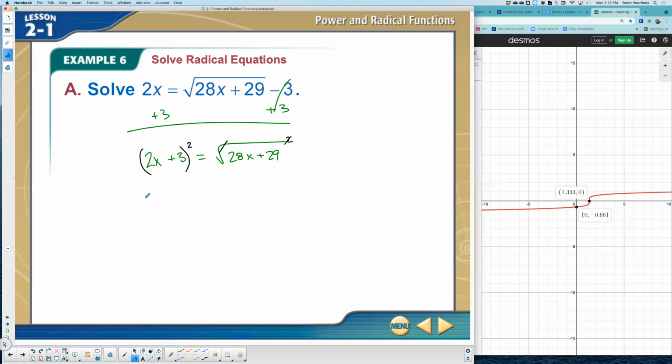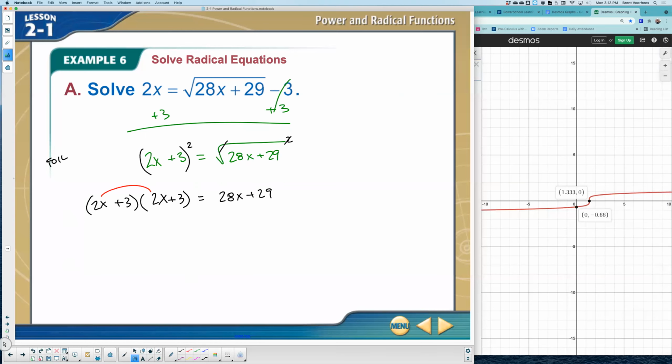Now, if I want to ultimately solve this correctly, I need to FOIL this out, or use the box method, whatever you want to do. Foiling means if you write it out, 2x plus 3 times 2x plus 3, that's a square. I would just totally multiply that out. This is 28x plus 29.